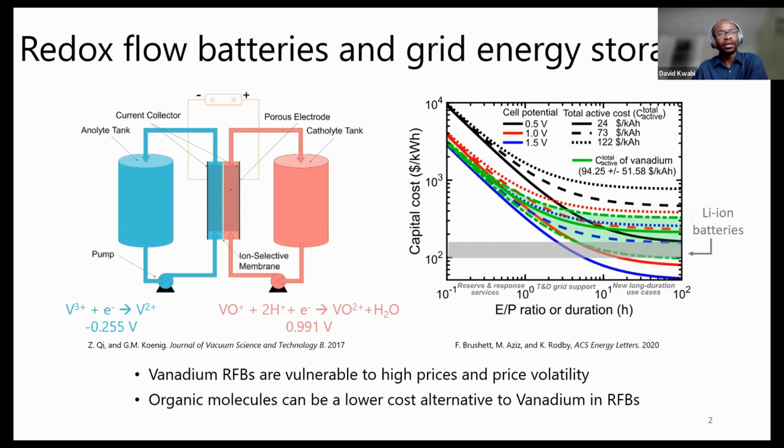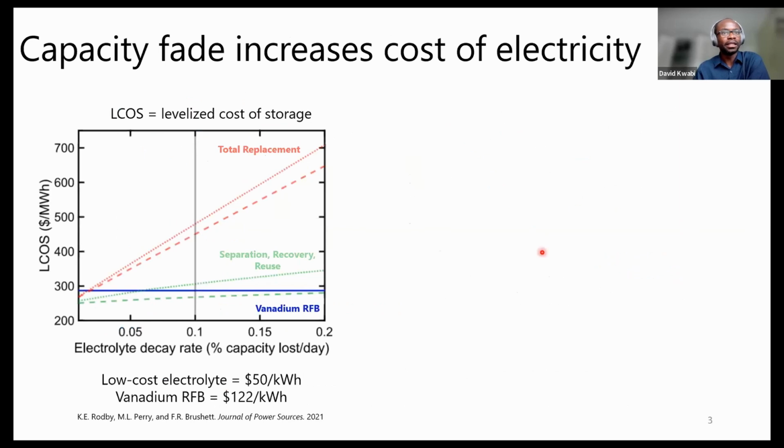But what this plot doesn't necessarily show is the fact that capacity retention is actually a pretty important metric to consider as well, in addition to costs, in order for these systems to become viable. And this is illustrated nicely by the Brushett group recently, where they calculated the levelized cost of stored electricity as a function of the rate at which you lose your electrolyte.